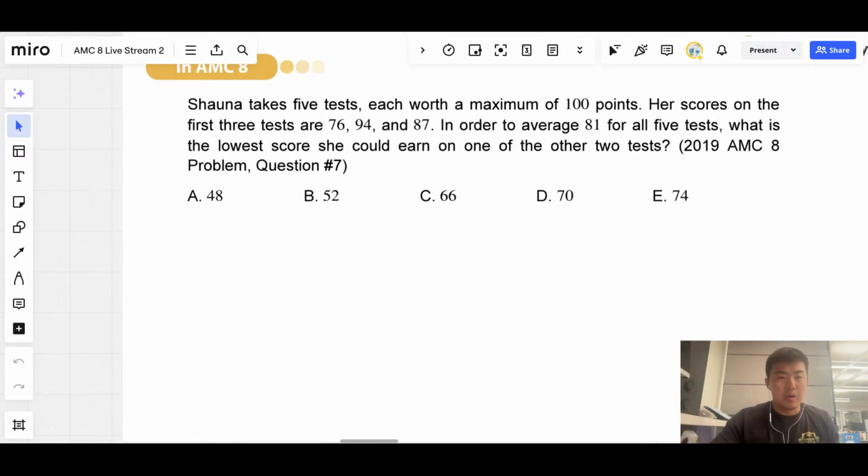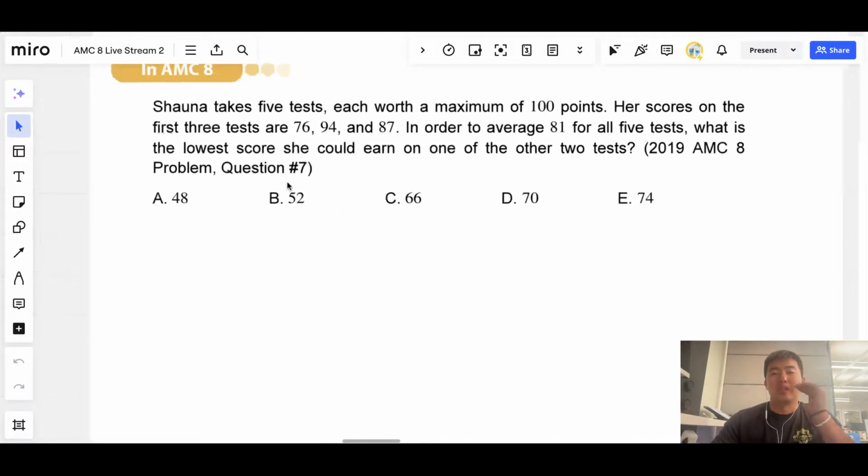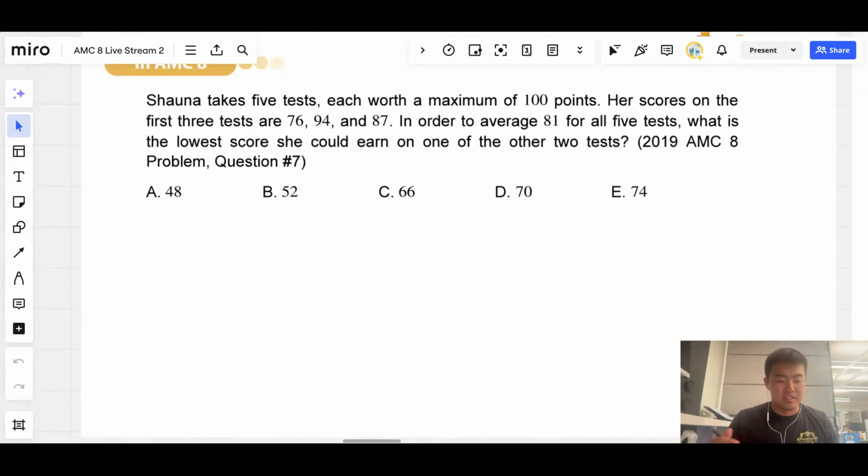So today we're going to continue work on what we learned from last week, which is the statistics and probability related problems. So let's first take a look at the first problem. I'll grab my pen. It says Shauna takes 5 tests. Each worth a maximum of 100 points.